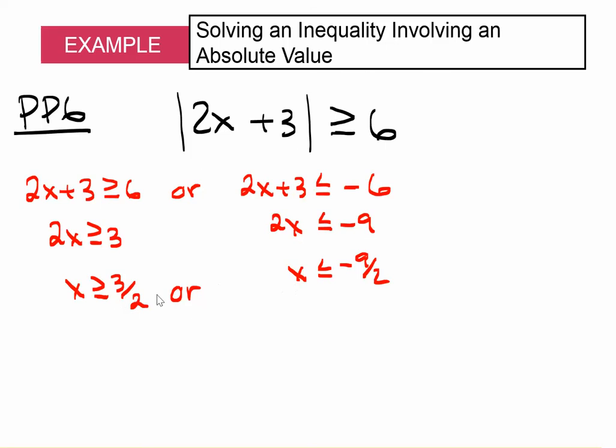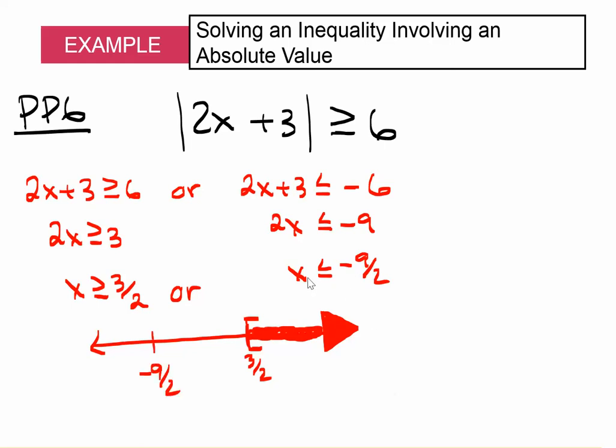All right, then we're going to graph this. So set up a little number line. 3 halves would go here, and negative 9 halves over here as well. So x is greater than or equal to 3 halves. That means that has to be a bracket, and because we're looking at x greater than, it's going to go off to the right. Looking at negative 9 halves, again, it's x less than or equal to negative 9 halves. That means it's going to be a bracket, and now it's going to move off to the left.